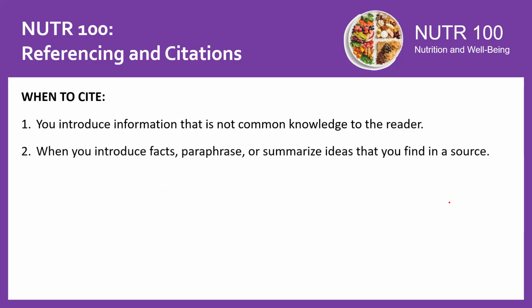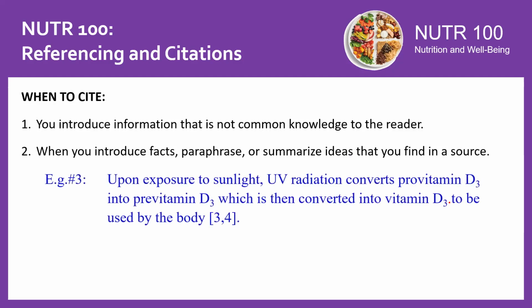Number 2: when you introduce facts, paraphrase, or summarize ideas that you find in a source. So anytime you're getting information from a source, really, is what it's saying. Any fact that is, again, not common knowledge. I know it's similar to number 1, but it's just a different way to phrase it. So here's an example. Probably all of you know that you can get vitamin D from the sun, but there's a bit of information there that's clearly obtained from a source. Maybe this is paraphrased from the textbook or an internet source. So since you've done that, you do need to cite it. There's the citation there at the end of the sentence.